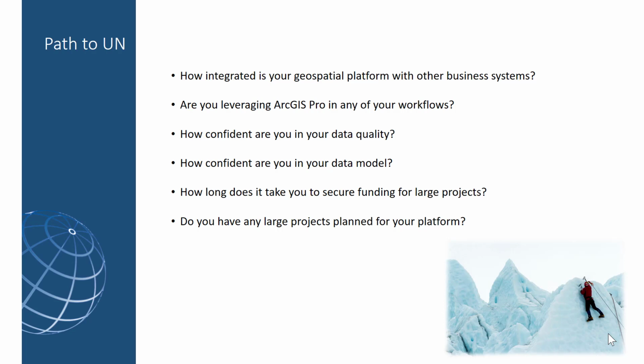We are seeing that data is definitely in play for a migration to utility network. Whether you have corrupt geometries, or incomplete data, or your domains aren't matching, it can get complicated. Are you confident in your data model?